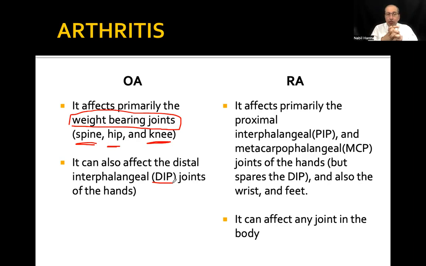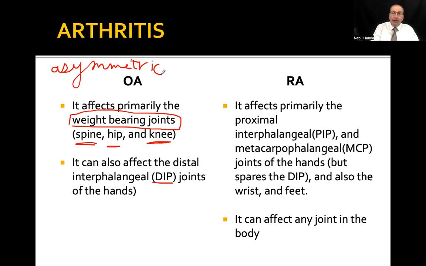Usually the joint involvement in osteoarthritis is asymmetric. So when it involves the knees, there will always be one knee that has a more advanced condition than the other. Maybe this is related to the way you walk, how much weight you place on each knee. Maybe this is related to an old trauma. It's never symmetric.